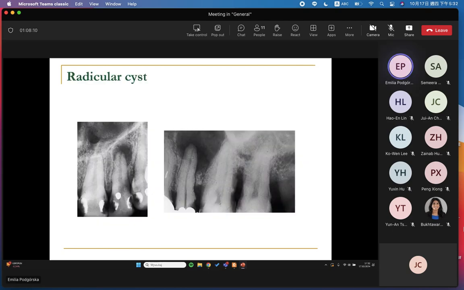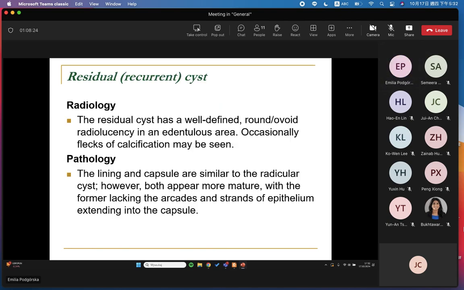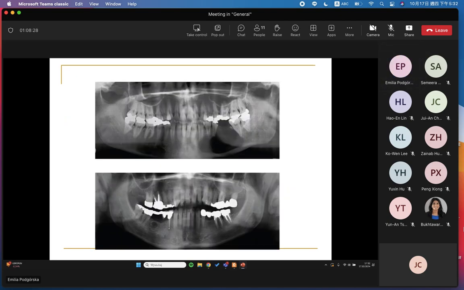Another case is radicular cyst, which is very common. You can often note it in patients, a very common cyst. Two cases of residual cyst.